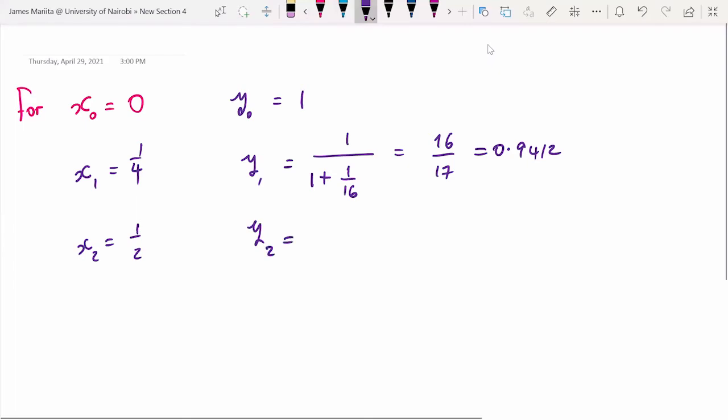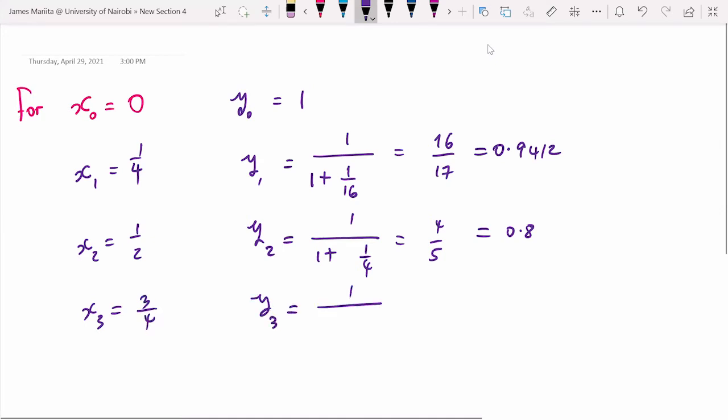So we have y2 will be 1 plus 1/4, which is 4/5, that is 0.8. Then we have x3, 3/4. So y3 will be 1/1 plus 9/16. And this will be 0.64. And then finally, x4 will be 1. And therefore, y4 will be 1 plus 1, which is equals to 0.5.